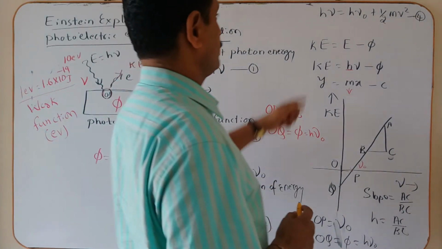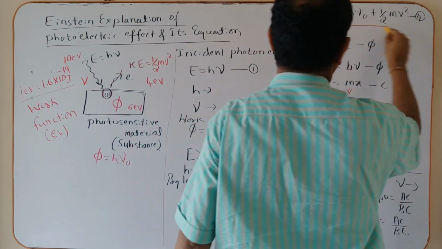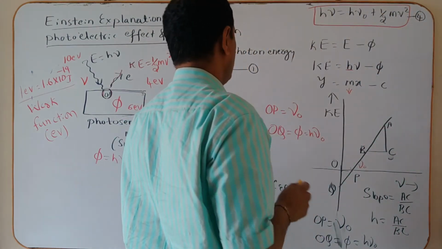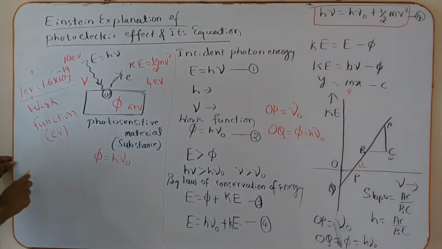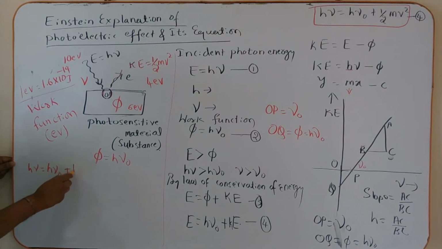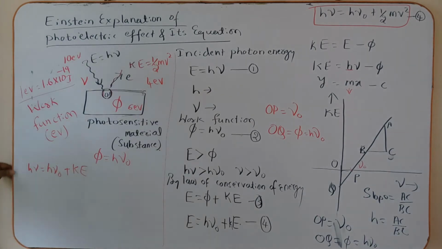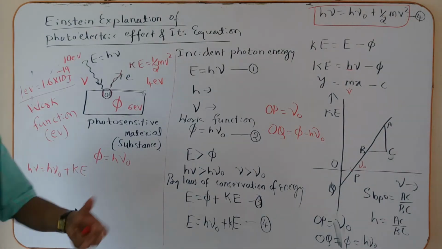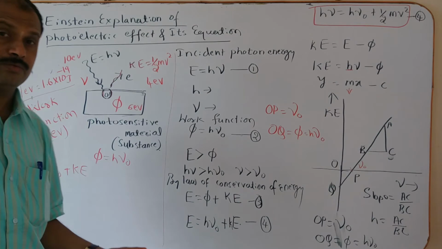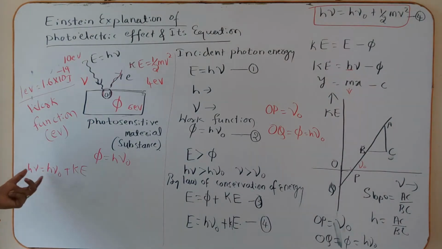Now let us discuss a few points with the help of this equation: h nu is equal to h nu naught plus kinetic energy. Now what happens when you vary the frequency of the incident light?